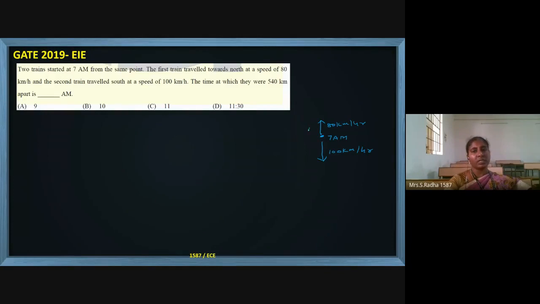This is train 1, this is the second train, just the initial understanding. What will the distance between them be after 1 hour, after 2 hours? After 1 hour, the first one has traveled 80 kilometers per hour and the second 100 kilometers per hour. So at 8 a.m., the first train has traveled 80 kilometers and the second 100 kilometers. So 180 kilometers after 1 hour.